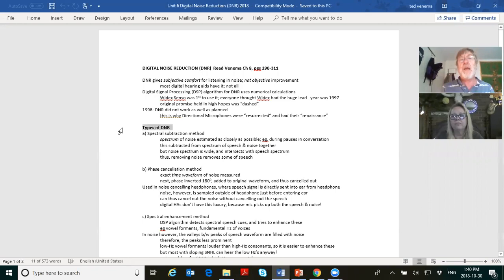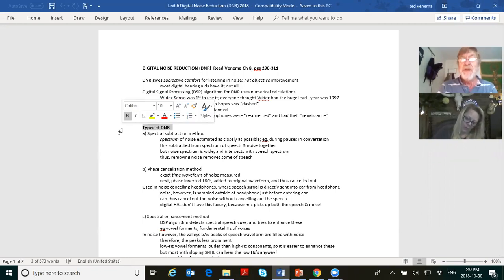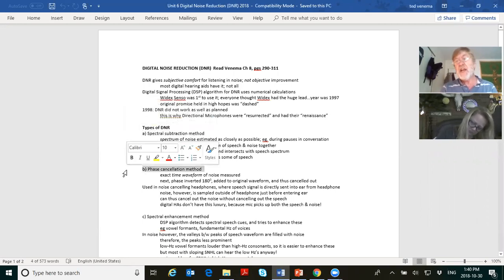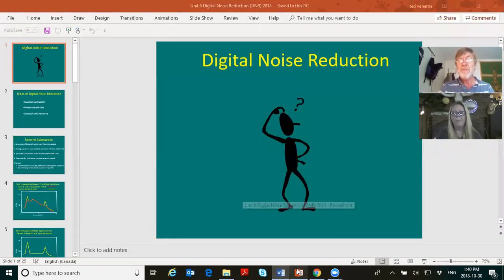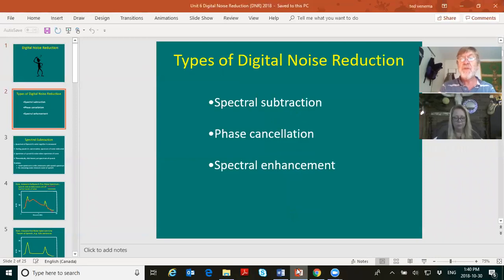So let's look at the types. That's my preamble about it. Now let's look at the types that have been used. Spectral subtraction method, A. Another type, phase cancellation method, B. And then another type here, spectral enhancement method. So let's just check these out. Instead of showing the boring writing, we'll go into the PowerPoints. So there's your three types: spectral subtraction, phase cancellation, spectral enhancement.